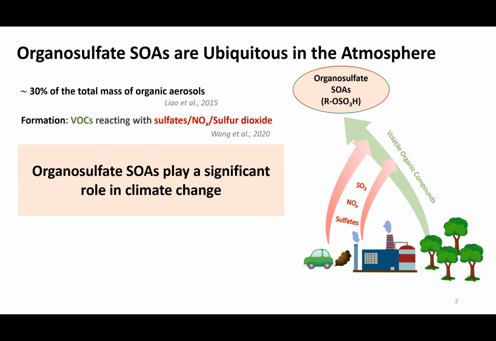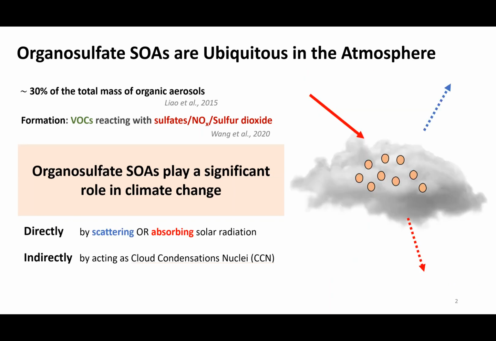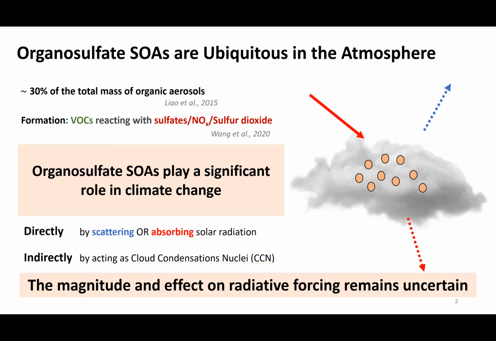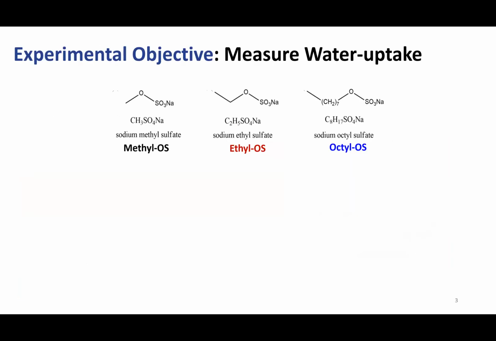The interest within the atmospheric community in these organosulfate SOA is due to their potential impact on climate change. Like many atmospheric aerosols, organosulfates affect Earth's radiative budget directly by scattering or absorbing solar radiation from the sun, or indirectly by acting as cloud condensation nuclei and forming clouds. While it is known that these organosulfates affect climate change, the magnitude and mechanism of radiative forcing remain unknown, and major uncertainty still persists. As a result, atmospheric scientists have put effort into studying these atmospheric particles, and our study aims to reduce radiative forcing uncertainty by studying the water uptake of relevant organosulfate SOAs.